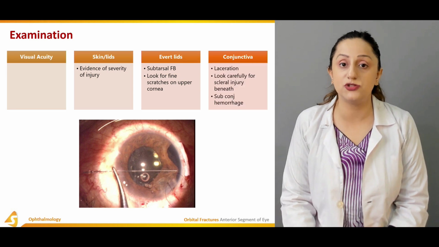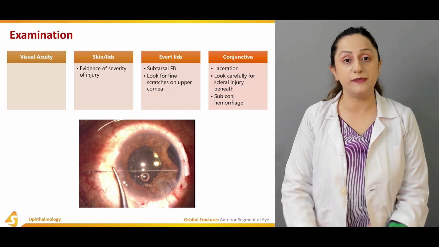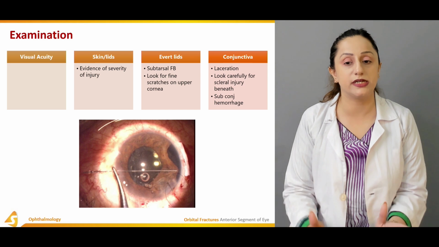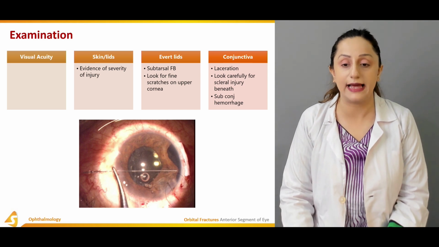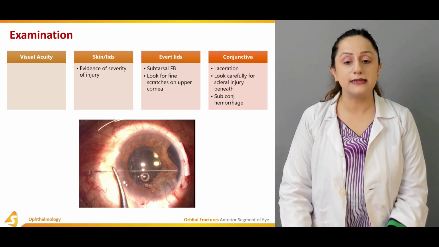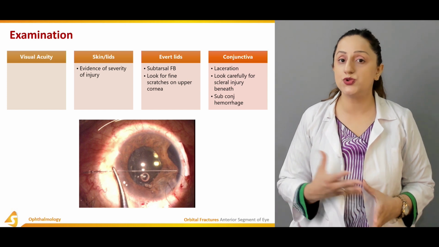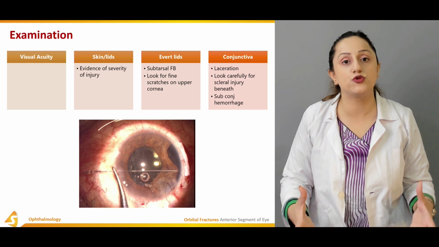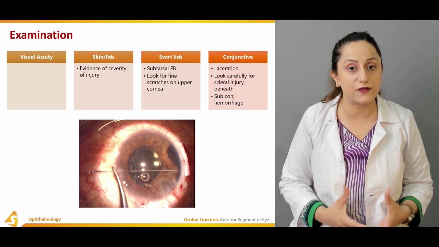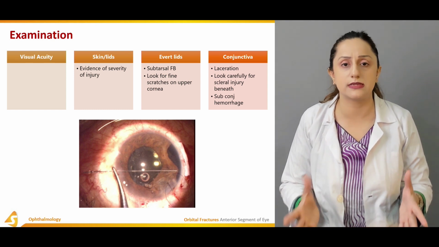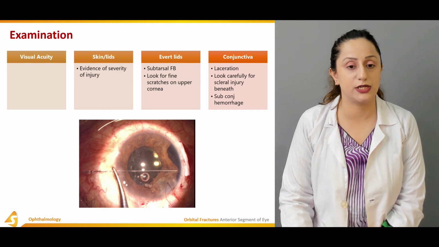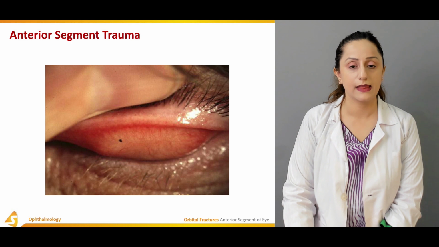Lacerations are basically the jagged form of the blunt injuries that usually occur. They can occur in the eyelids, they can occur in the conjunctiva. Look carefully for the scleral injuries beneath. Subconjunctival hemorrhages usually give a very terrifying picture, but that's usually a very self-limiting condition. Only reassurance is needed in this particular case of subconjunctival hemorrhages in a patient.